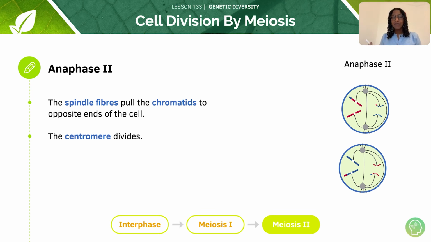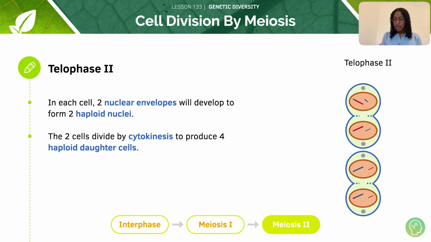Now, the spindle fibres in anaphase 2 contract exactly like in anaphase 1, they contract and they pull the chromatids to opposite ends of the cell. And again, because of that independent assortment of chromosomes, it's completely random whether this chromatid is pulled to this side of the cell or pulled to this side of the cell. And then in telophase 2, 2 nuclear envelopes will develop in each of those daughter cells to form 2 haploid nuclei. So remember, it's now got half the number of chromosomes. And the 2 cells divide by a process called cytokinesis to produce 4 haploid daughter cells.